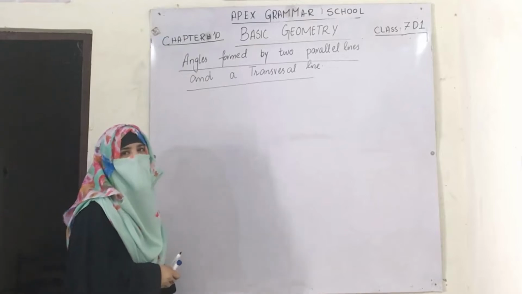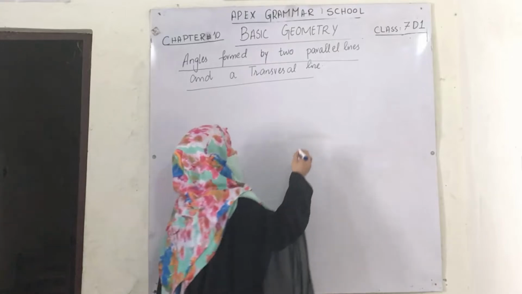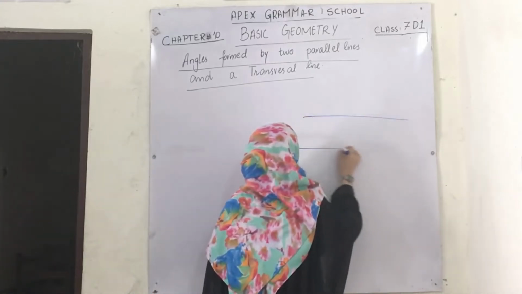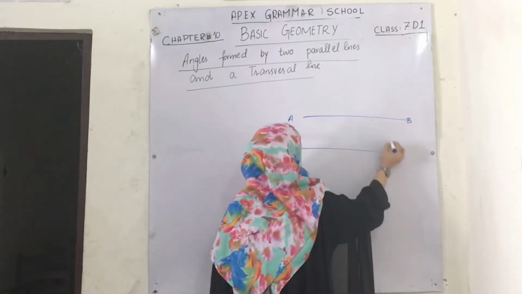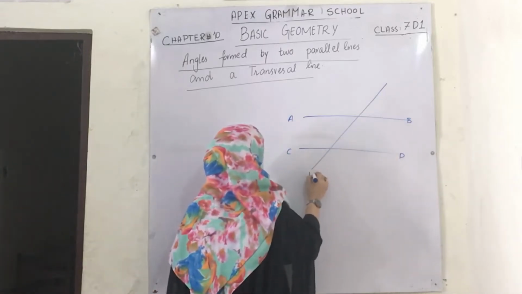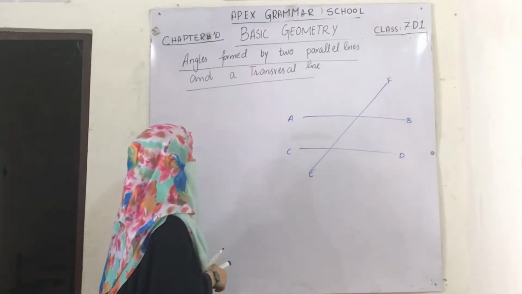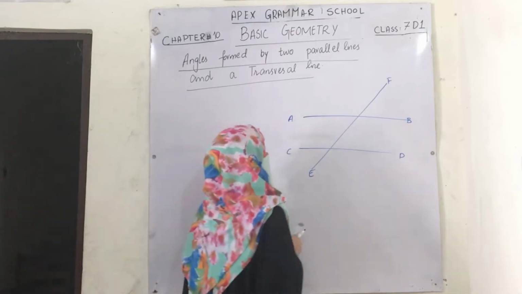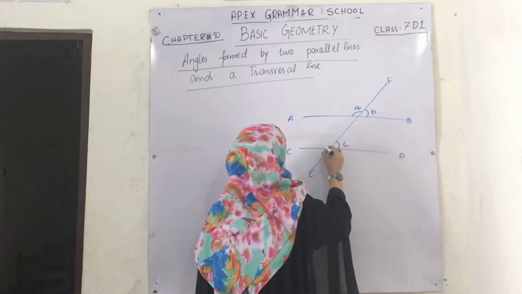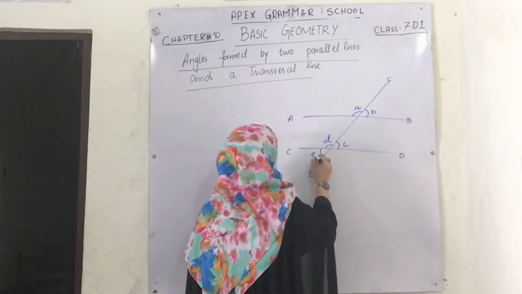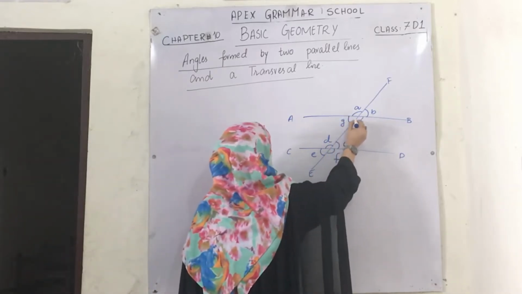So next we are going to discuss some angles which are formed by parallel lines and a transversal line. First I am going to draw a pair of parallel lines on a horizontal plane. My first line is AB, which is parallel to CD, and there is a transversal line EF which is intersecting the pair of parallel lines. As you can see, there are many angles which I am going to name as A, B, C, D, E and F, G and H.